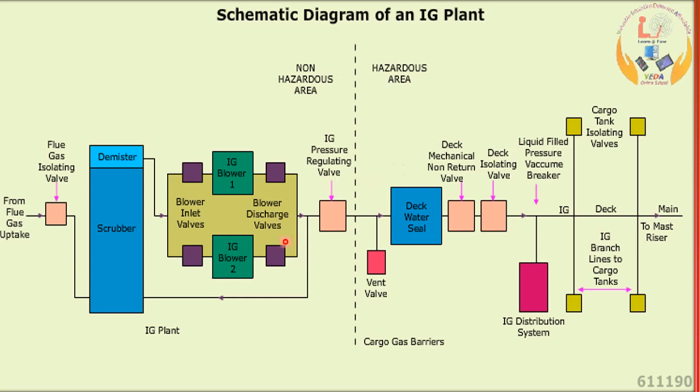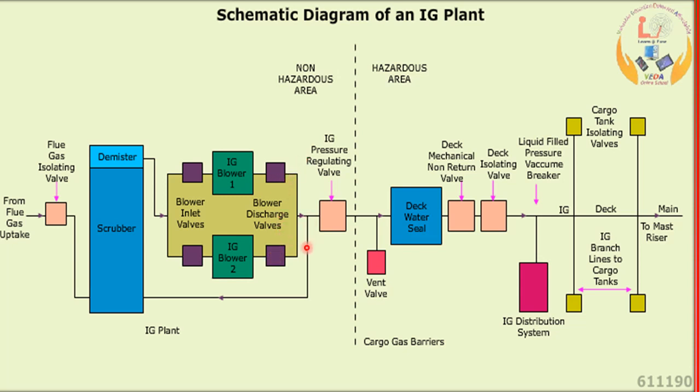Okay, now we are going to see the starting point of it. The flue gases from the boiler uptake are coming. This is your flue gas isolating valve, which will isolate the complete IG system from the boiler. If it is open, it will allow the flue gases to go to the scrubber, and here you have the water seal. Through the scrubber, after the demister, it passes to the IG blower inlets. These are the inlet valves for IG blower 1 and IG blower 2, and the outlet valves for IG blower 1 and IG blower 2.